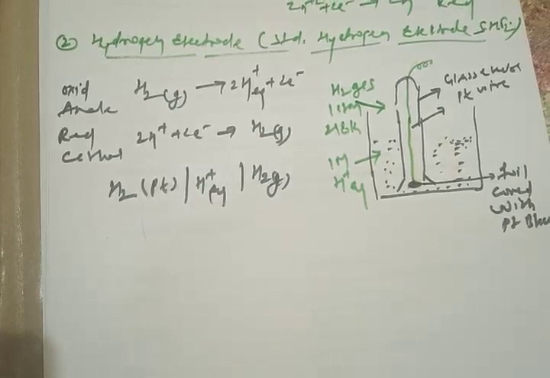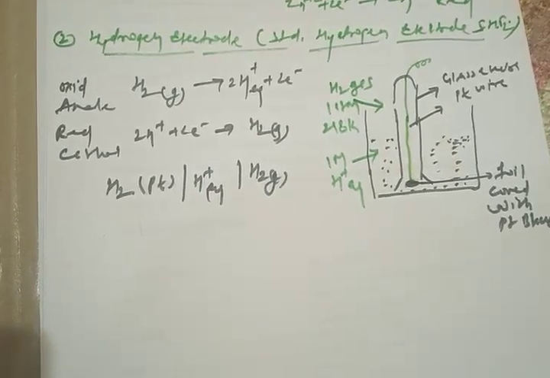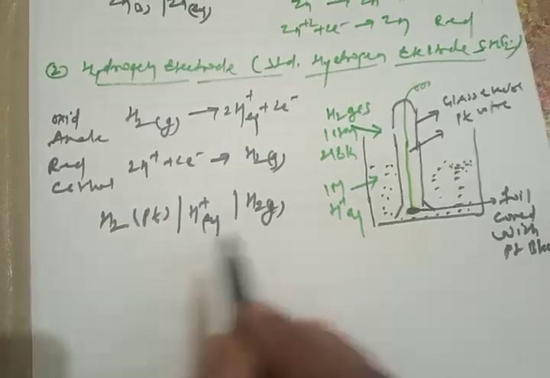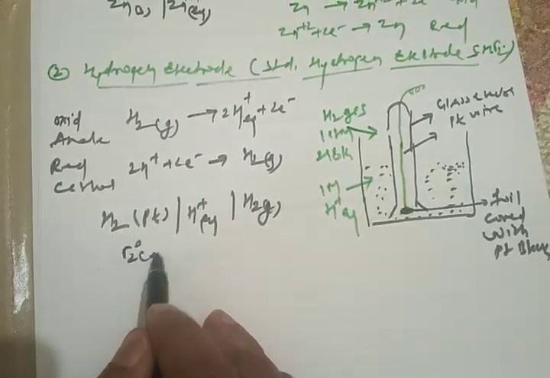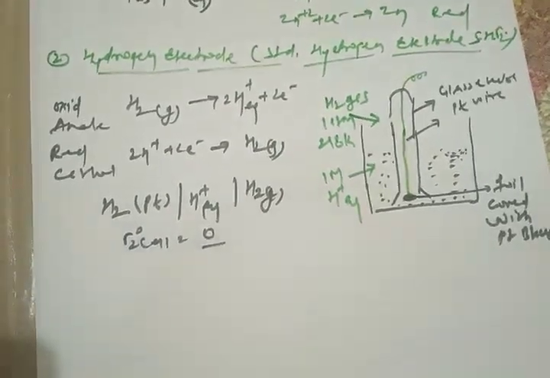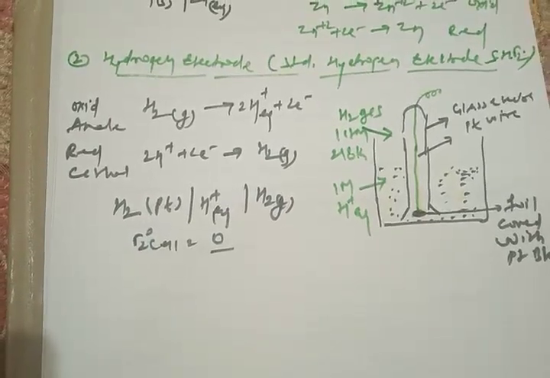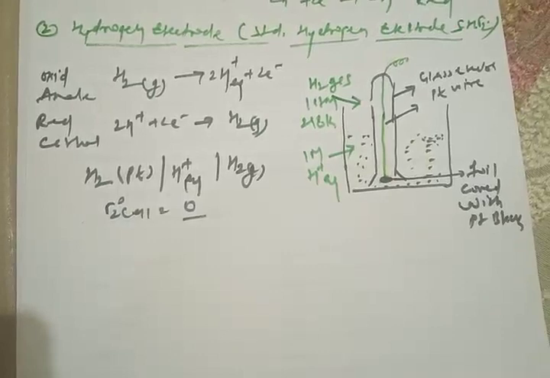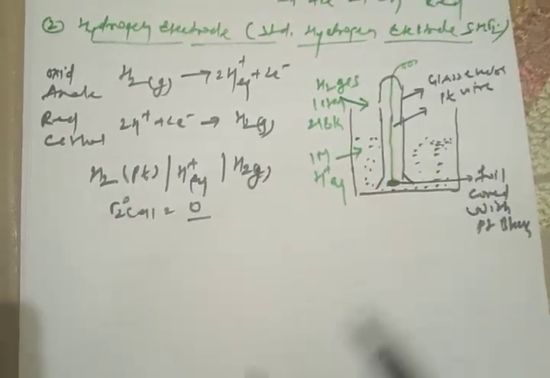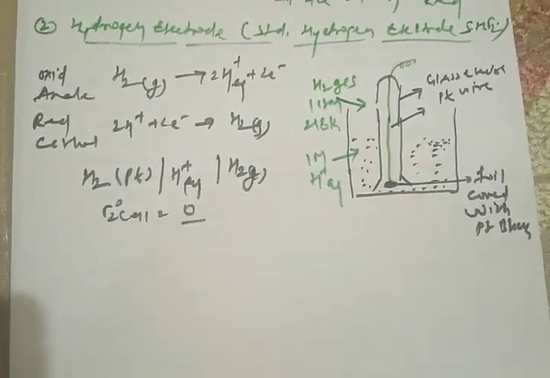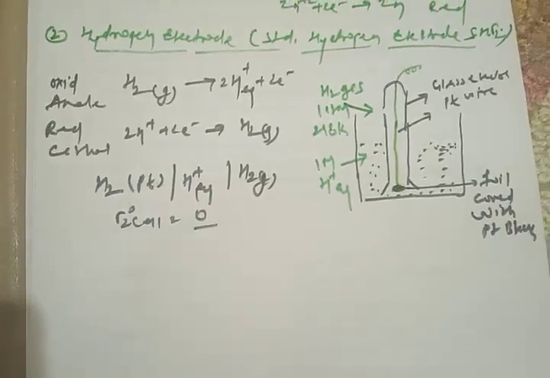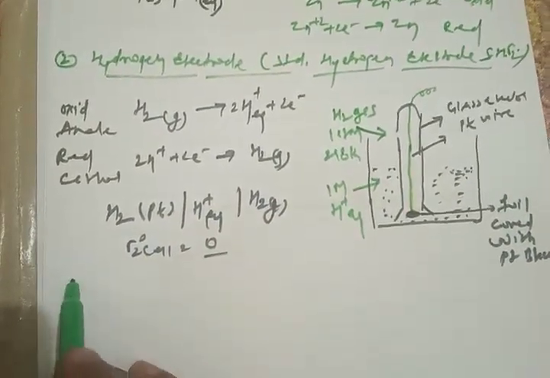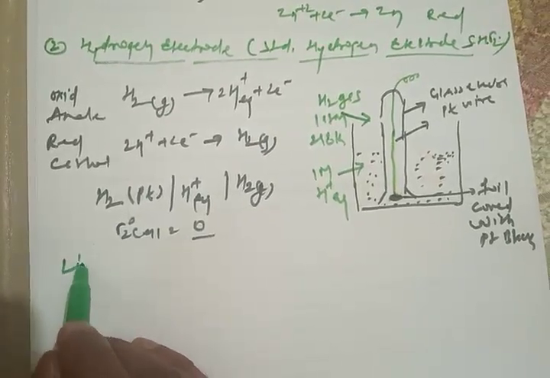The value of EMF, the E cell value for this, is 0, and this is the reason the hydrogen electrode is taken as a standard electrode, because compared to this we can calculate the EMF of different metal electrodes. But it has some limitations also.